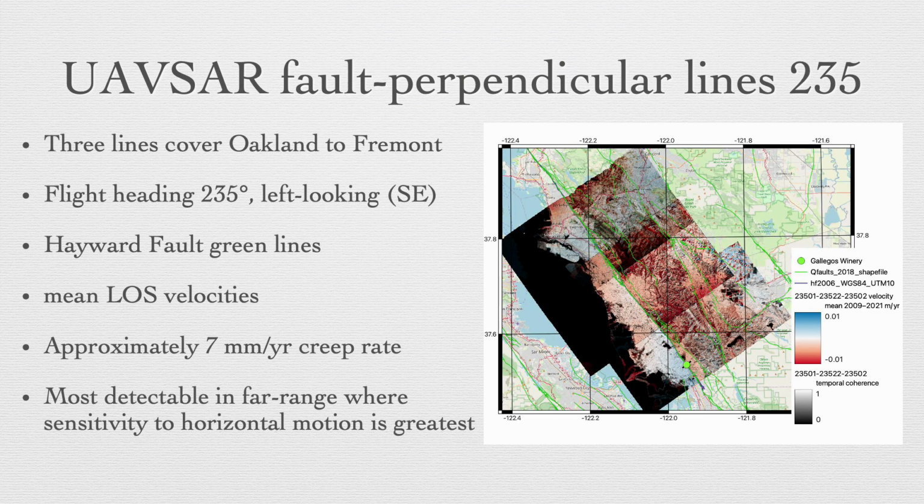We similarly have a set of lines where the airplane is flying the opposite direction, heading 235 degrees, and looking with the radar looking to the southeast. These lines have the opposite sensitivity to the horizontal motion, and a similar variation across the swath.